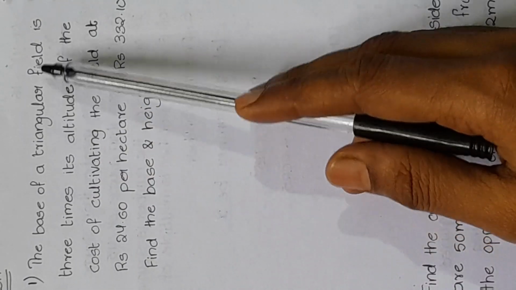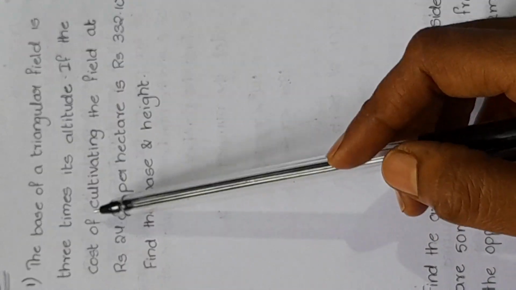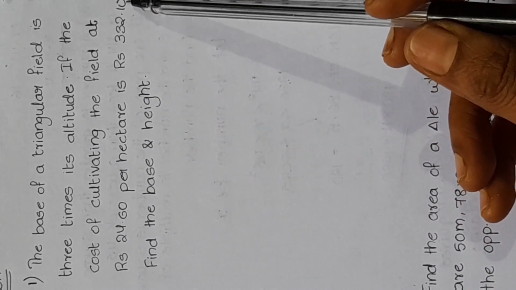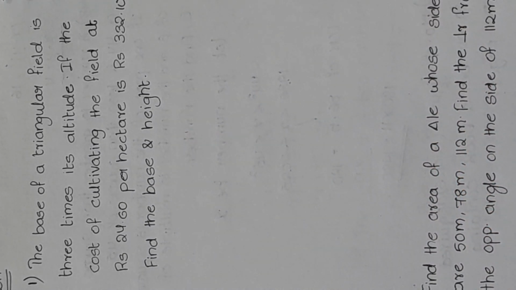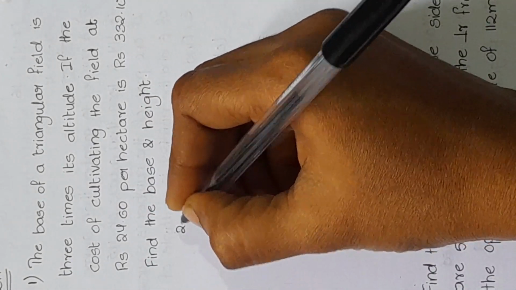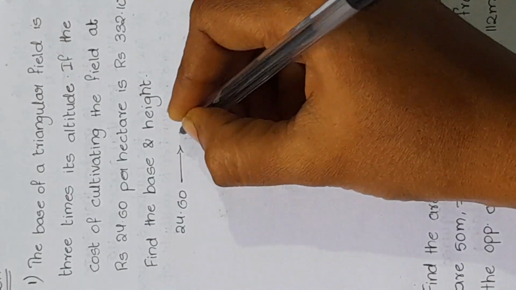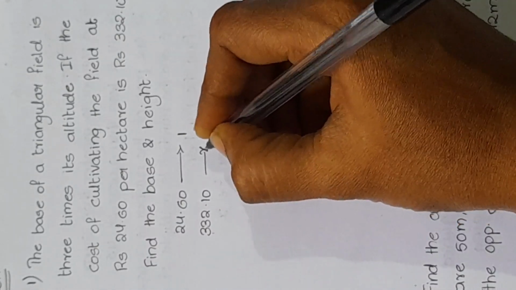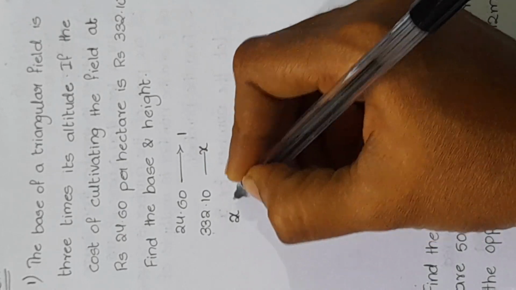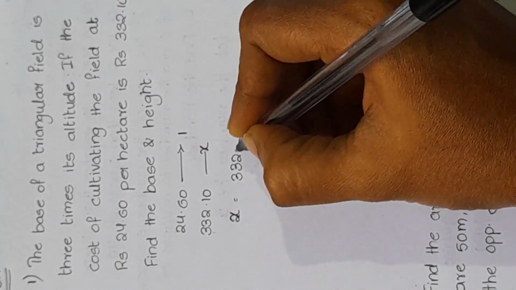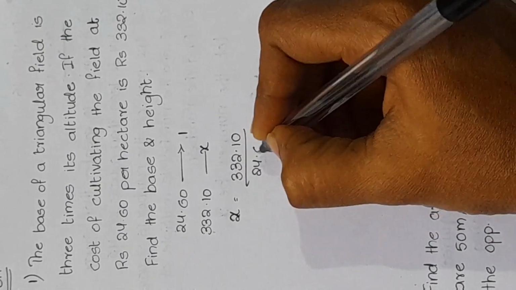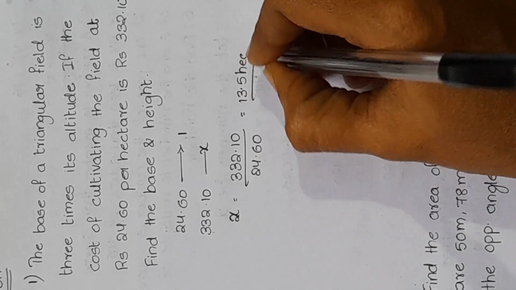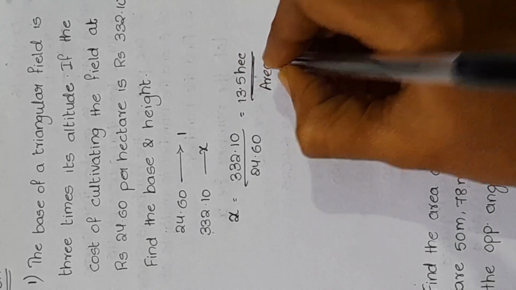First question: the base of a triangular field is 3 times its altitude. The cost of cultivating the field at rupees 24.60 per hectare is 332.10. Find the base and height of the triangle. To find the area of the triangle, 24.60 is for 1 hectare, then 332.10 is for how many hectares? Let it be x. x is equal to 332.10 by 24.60, which is equal to 13.5 hectares. This is the area of the triangle.